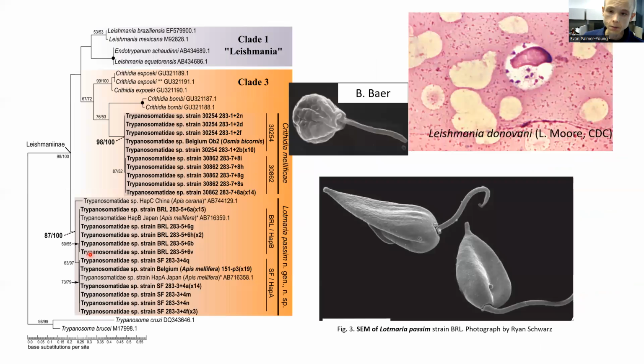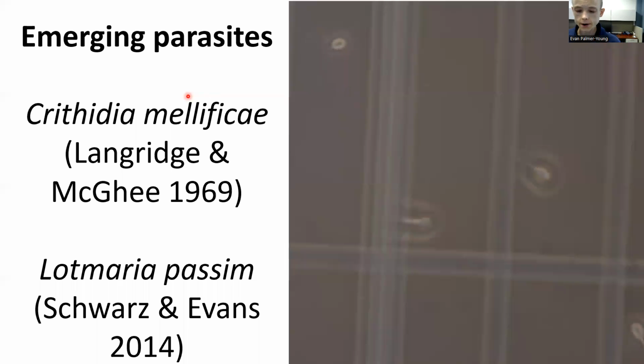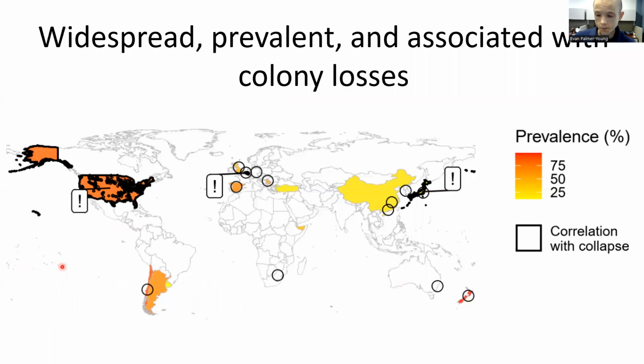Here at the Bee Research Lab, we're particularly interested in the parasites of honeybees, which are close relatives of the Leishmania and even closer to the species that infect bumblebees. These parasites include Crithidia mellificae, discovered in Australia in the 1960s, and Lotmaria passim, named right here in the Bee Research Lab. Trypanosomatids have been found in over 80% of colonies in some national surveys and associated with colony collapse on 3 different continents.